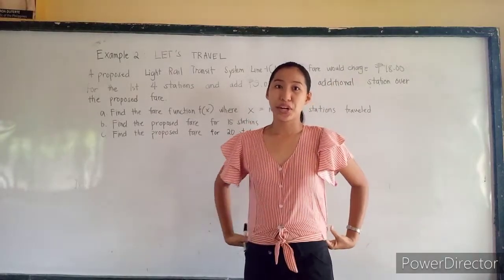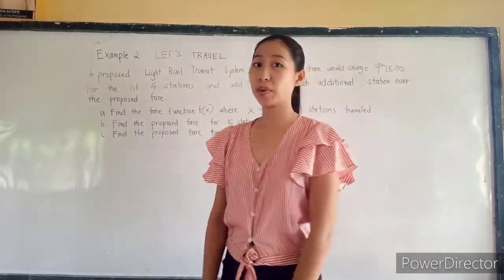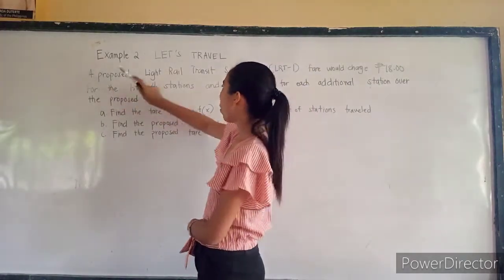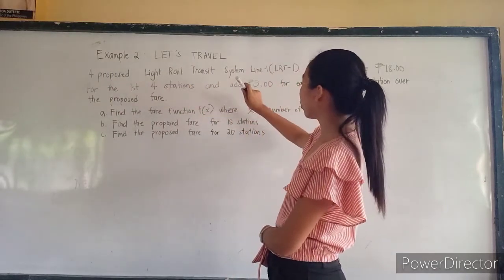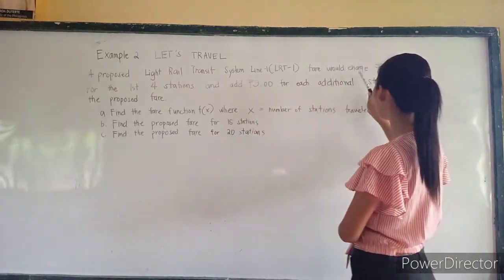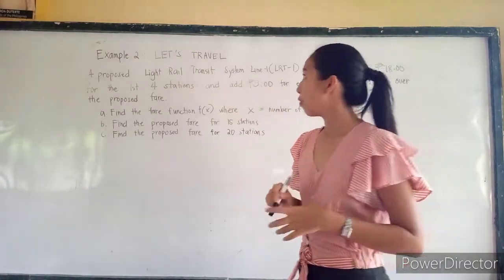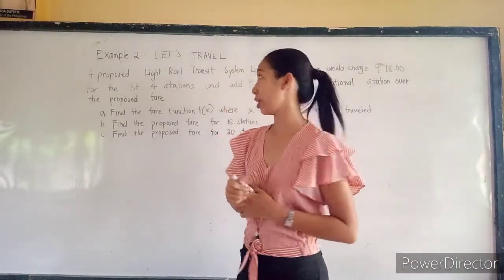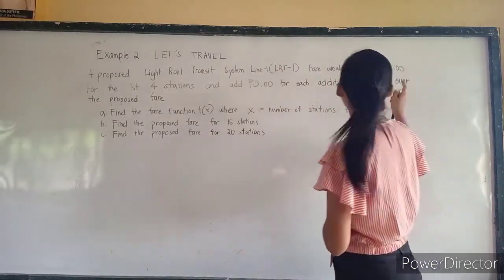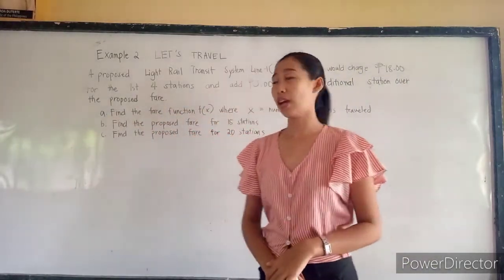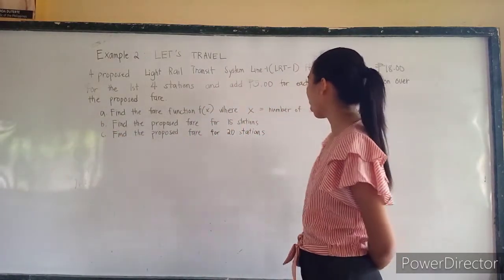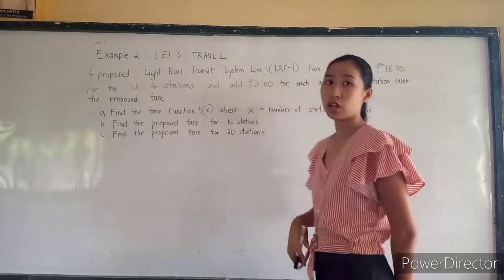Okay, so we are now at our second example, which is entitled Let's Travel. A proposed Light Rail Transit System Line 1, or LRT 1, fare will charge 18 pesos for the first 4 stations and add 5 pesos for each additional station over the proposed fare. A, find the fare function f of x, where x is equal to the number of stations traveled.